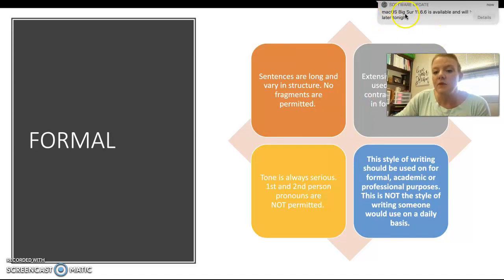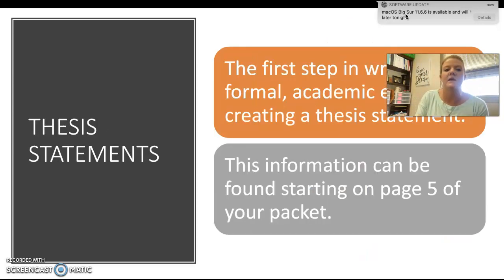Also, you should write formally for academic and professional purposes. It doesn't really have a place outside of academic or professional writing. This is not a style that someone would use on a daily basis. This is a style that we have to learn how to use, and this is a style that we have to be able to use in the most professional of circumstances.